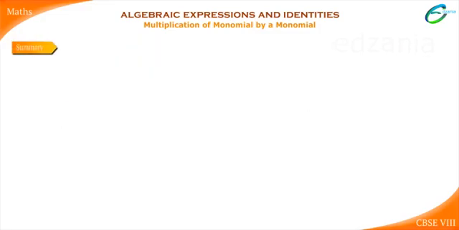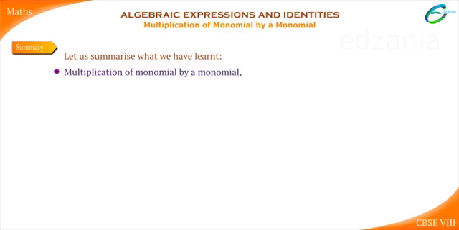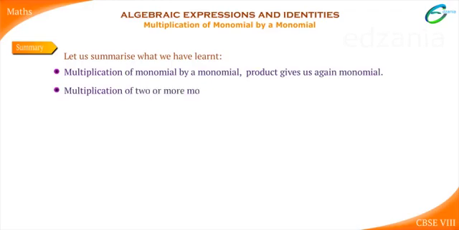Summary. Let us summarize what we have learned. Multiplication of monomial by a monomial. The product gives us again a monomial. Multiplication of two or more monomials.